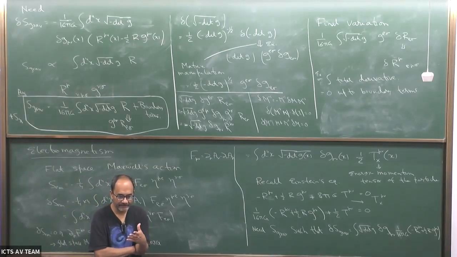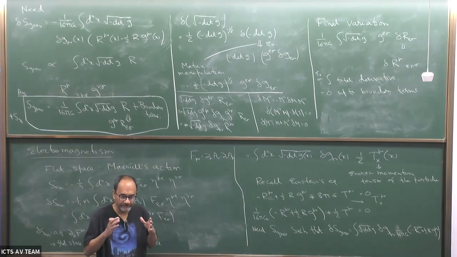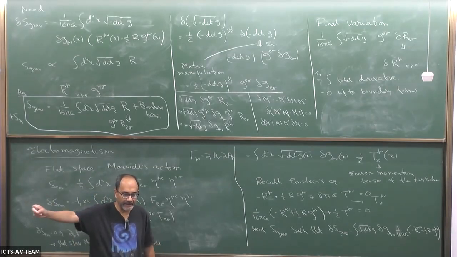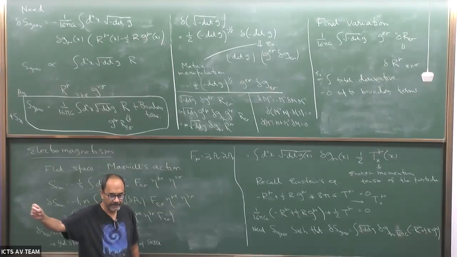Either you put the derivative of delta A equal to 0 or delta A equal to 0, but not both conditions. That's how the variational principle works: you fix A at the boundary, and then you vary.